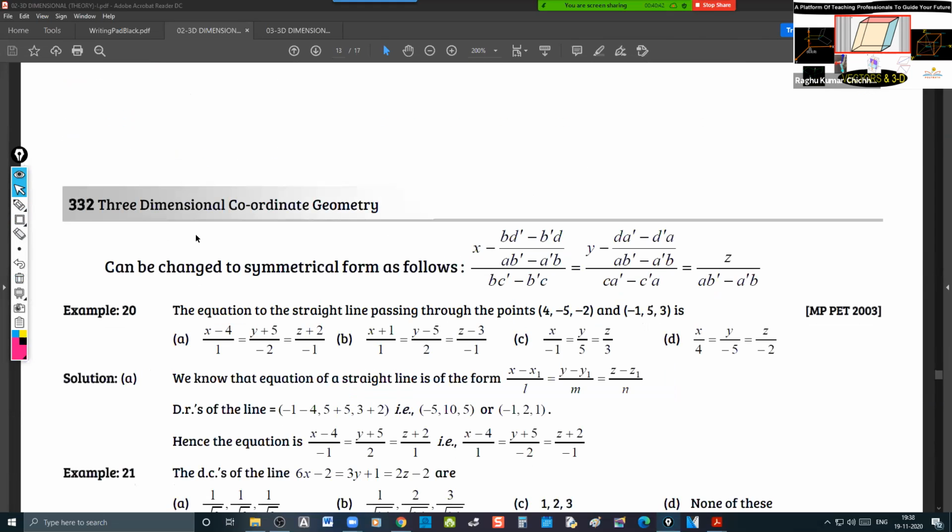Okay, let us now see the problem. Find the equation of the straight line passing through 2 points, 4, minus 5, minus 2, and minus 1, 5, 3.